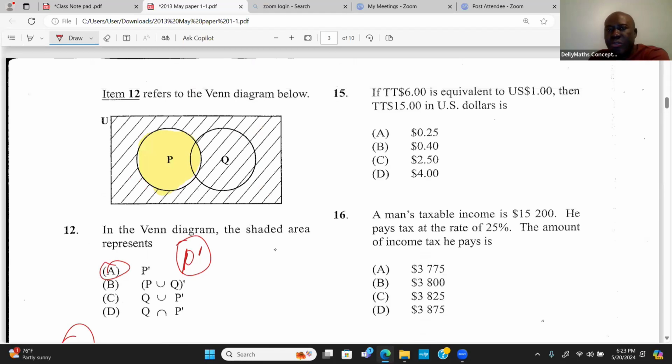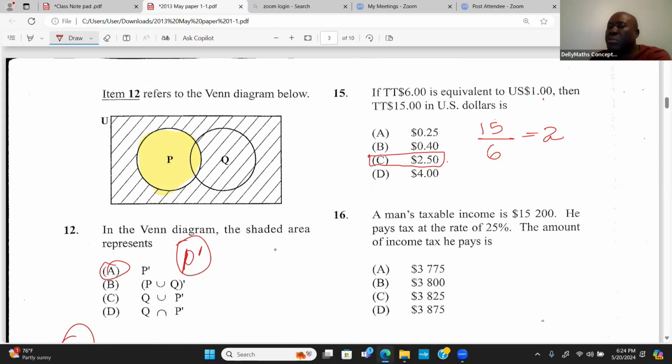Let's look at number 15. So number 15 says we have Trinidad and Tobago's $6 is $1 US. Then if I have 15 Trinidad dollars, how much US? So this is division now. This is like foreign exchange. So we're going to take 15 and divide it by 6. So 6 into 15 goes 2 times, and remainder 3. But when I look at my answers, this is the answer already. You know why? Because there is only one answer here with a 2.